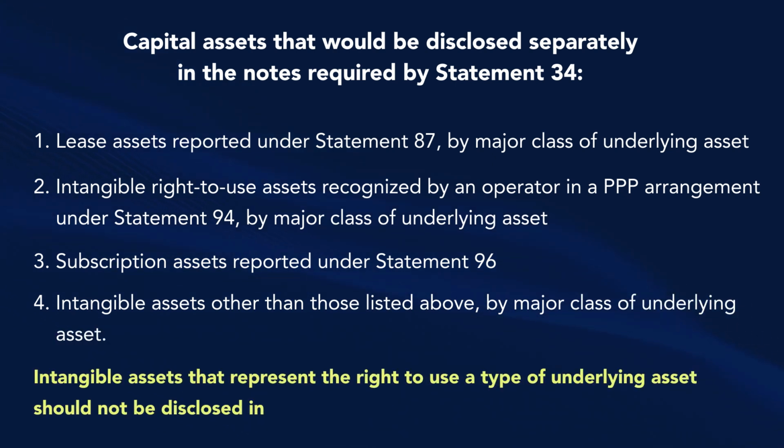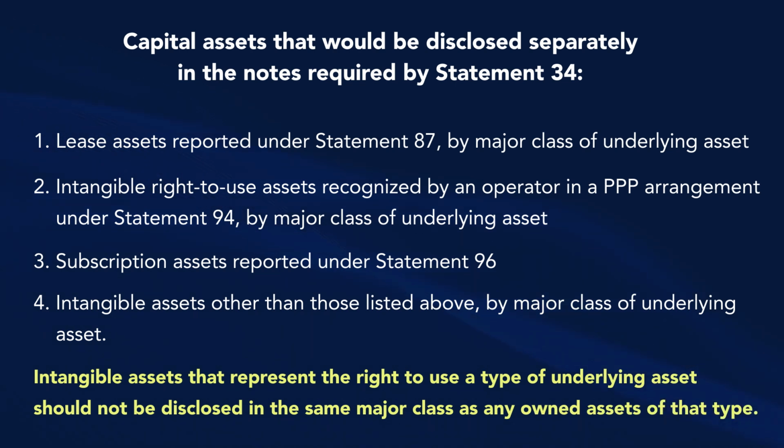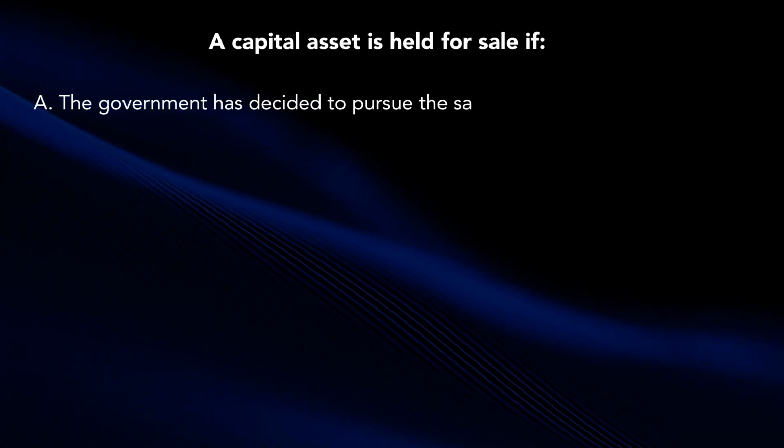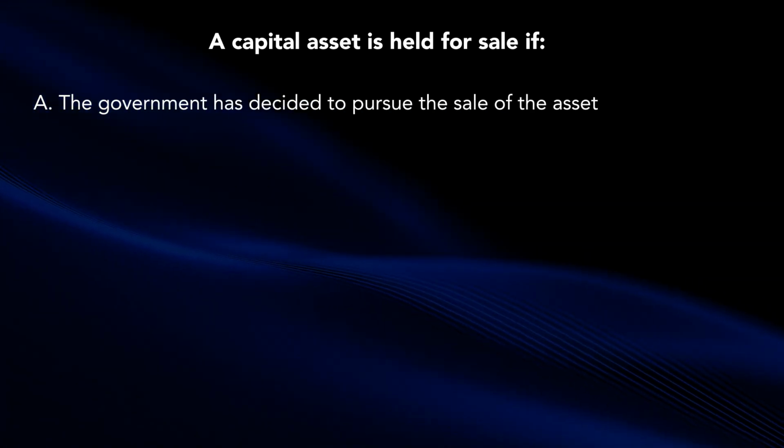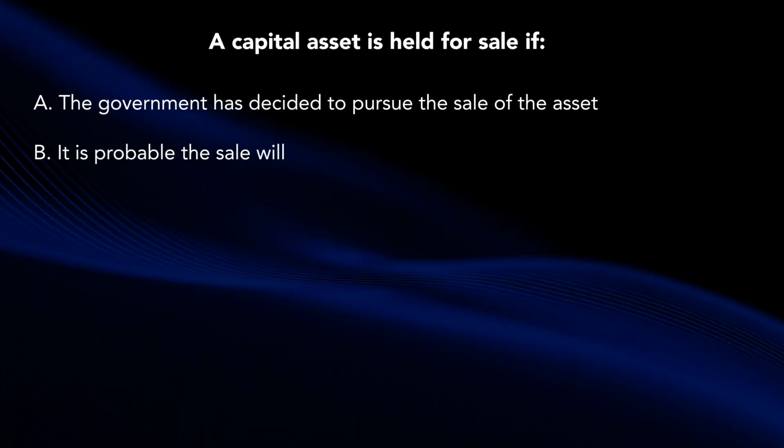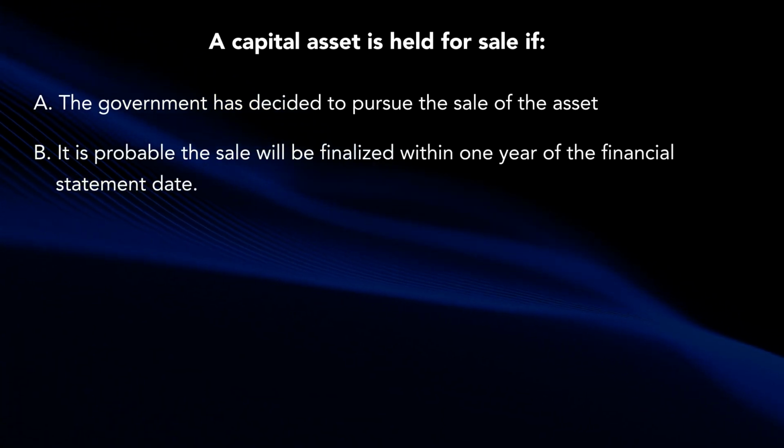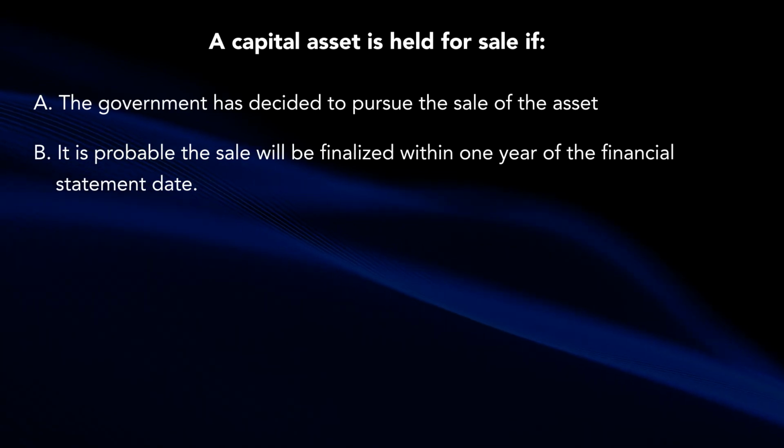Intangible assets that represent the right to use a type of underlying asset should not be disclosed in the same major class as any owned assets of that type. Statement 104 also provides requirements for capital assets held for sale. A capital asset is held for sale if A, the government has decided to pursue the sale of the asset, and B, it is probable that the sale will be finalized within 1 year of the financial statement date.